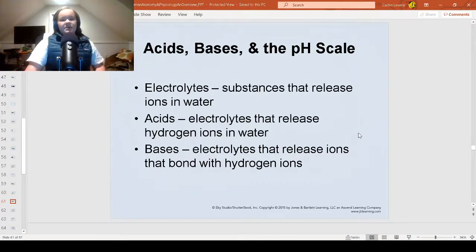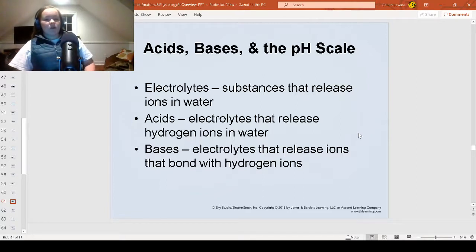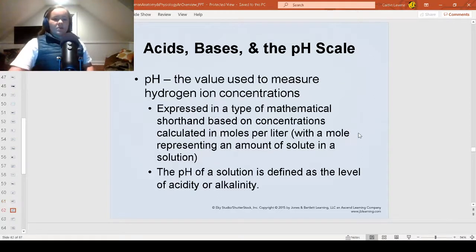Acids, bases, and the pH scale. If you've ever heard of the pH scale, it's something used to measure the quality of the water, actually. Electrolytes are substances that release ions in water. Acids are electrolytes that release hydrogen ions in water, and bases are electrolytes that release ions that bond with hydrogen ions. The pH value is used to measure hydrogen ion concentrations.